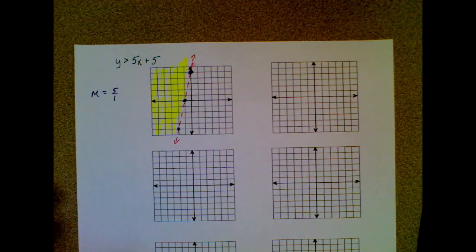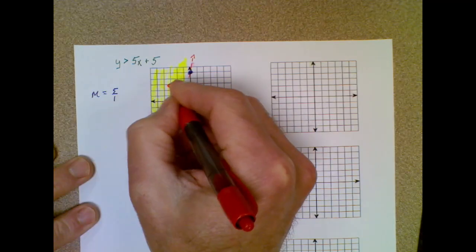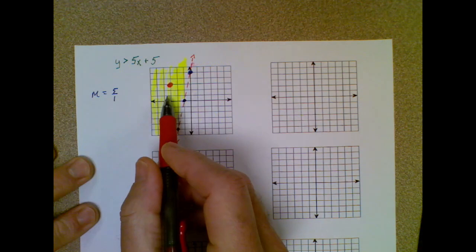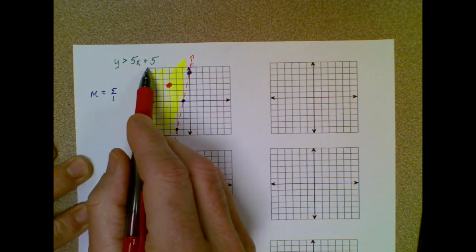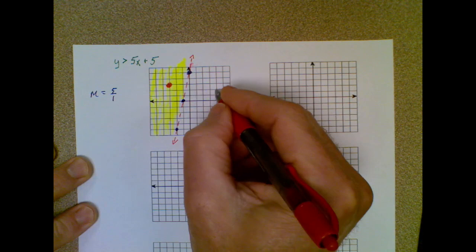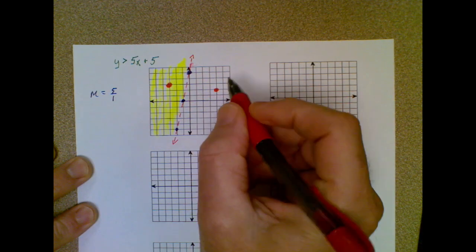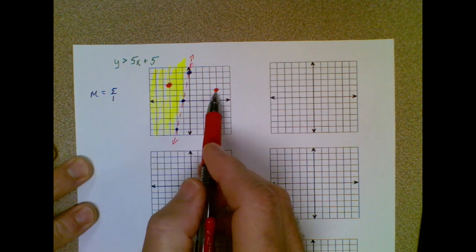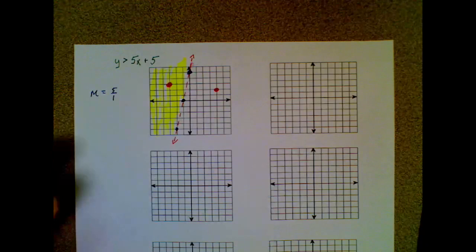Remember the true meaning of what you're doing. Any point you pick from the shaded region is a solution to that inequality, meaning the x and the y make that true. Any point outside the shaded region is not a solution to the inequality, meaning that x and y make that inequality false.